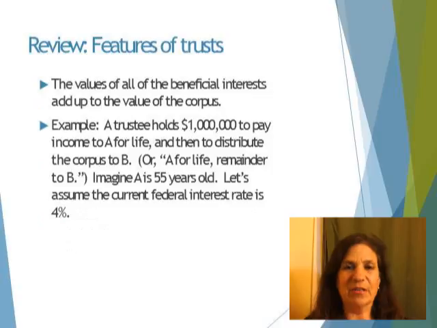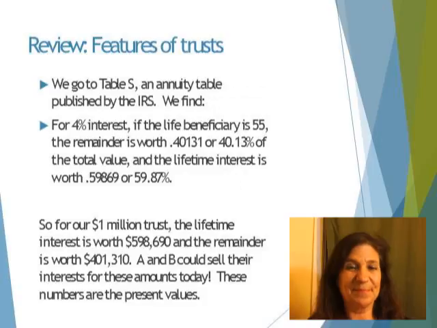The values of all of the beneficial interests add up to the value of the corpus. So, for example, let's say a trustee holds $1 million to pay income to A for life and then remainder to B, to distribute the corpus to B. And let's say A is 55 years old and the relevant federal interest rate is 4%.